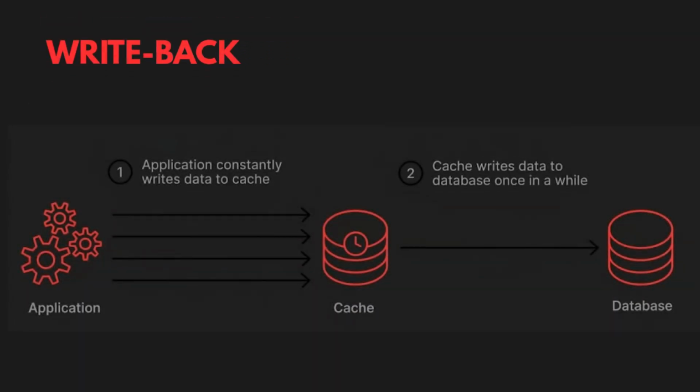What about a case where the application writes the data to the cache first and then it is written to the database? This is write-back caching. It ensures data is always present in the cache. But what happens if the cache layer fails?